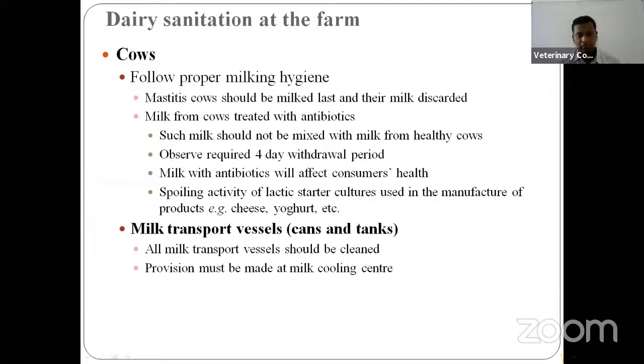Now let us go to the next. From the dairy farm itself, the milk is transported in vessels. These milk receptacles are like cans or tanks. The basic build-up or design of these cans, and a bigger can is nothing but a tank. If you make a can bigger and mount it on a vehicle, that becomes a movable tank, a transport vehicle. But ultimately, when we talk about public health hygiene, it is the same. The same principles that we discussed earlier about the can apply here also.